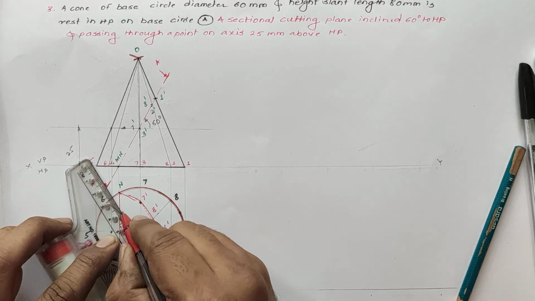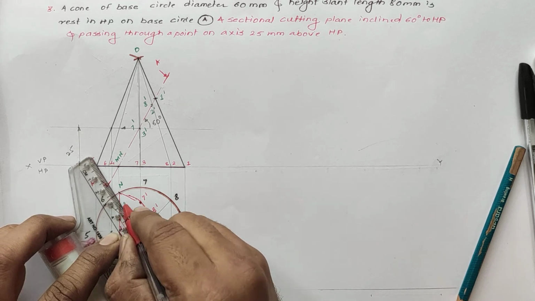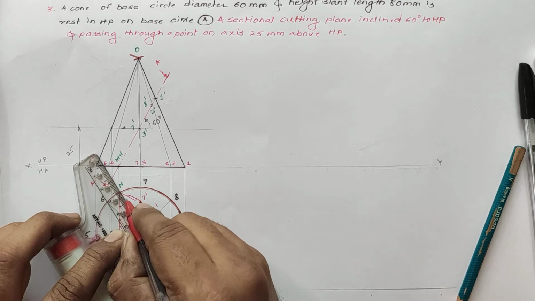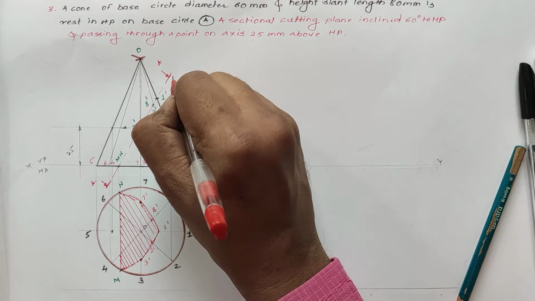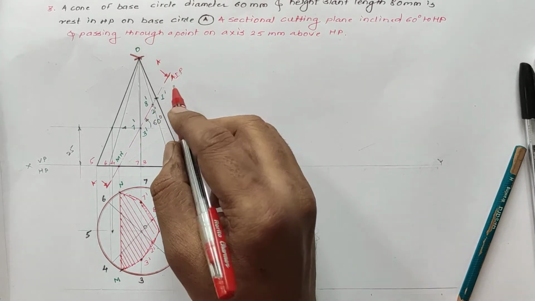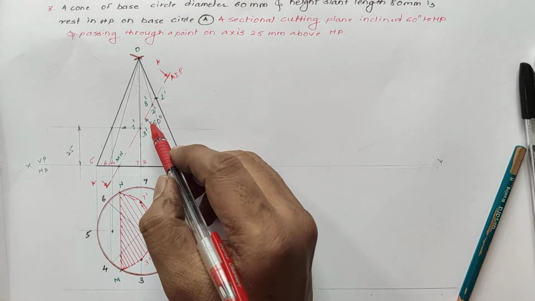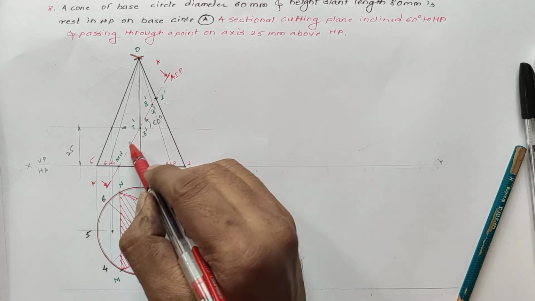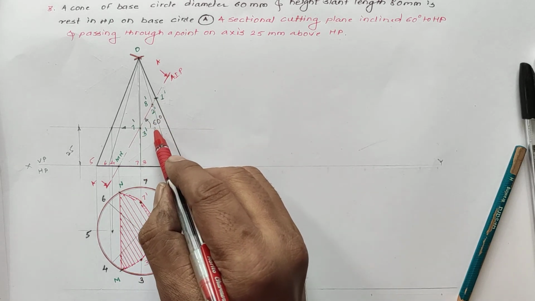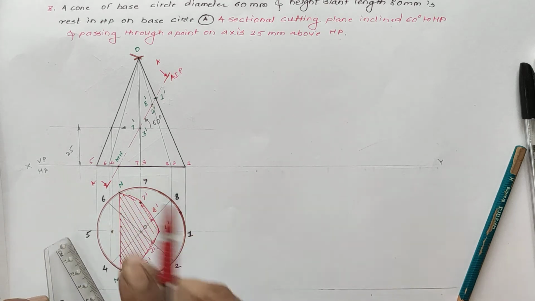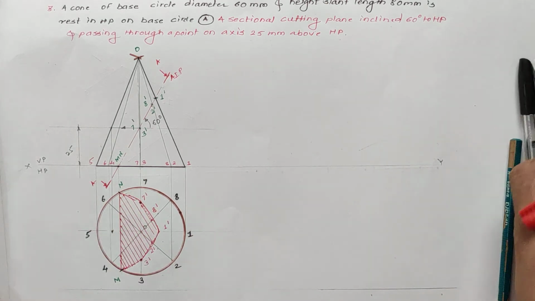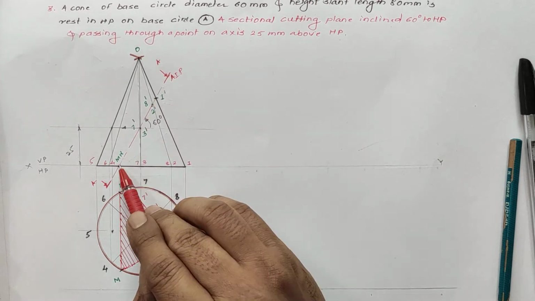We get the sectional top view when the cutting plane is an auxiliary inclined plane, the AIP. Auxiliary inclined plane means perpendicular to VP and inclined to HP. So the cutting plane is inclined to HP at 60 degrees. So next is the true shape of section. For the true shape of section, take the distance from 1 dash to MN.